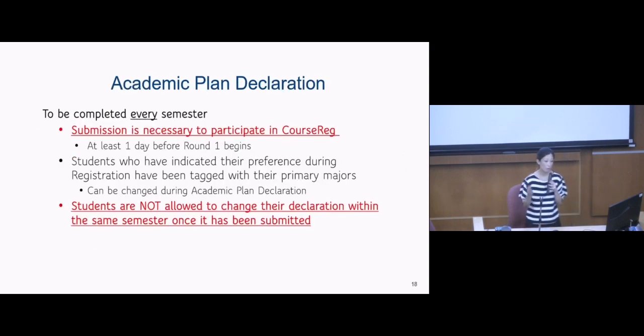You heard earlier you need to complete your academic plan declaration every semester. This is important for you to participate in CourseReg. You can change your preferences during the academic plan declaration, but you can't change once you have submitted it. You have to wait until the next semester when you do it again.